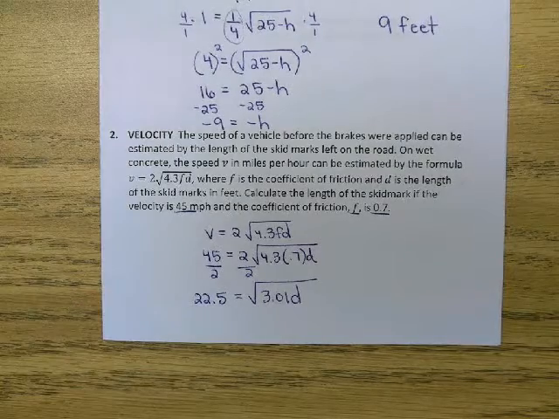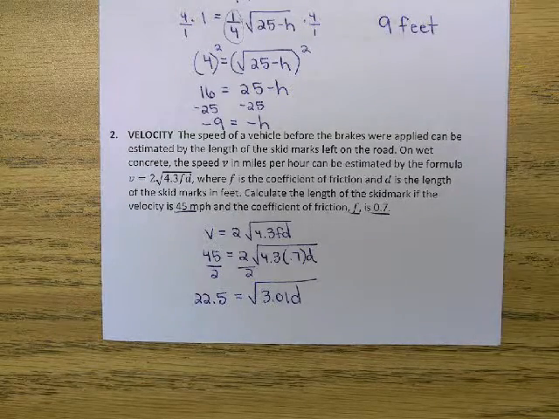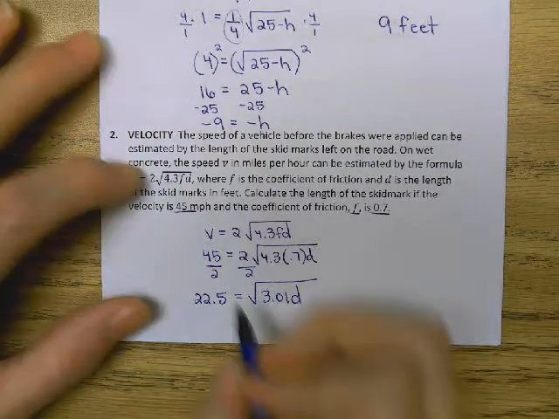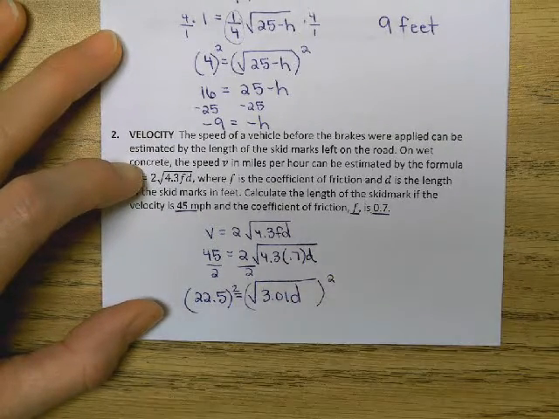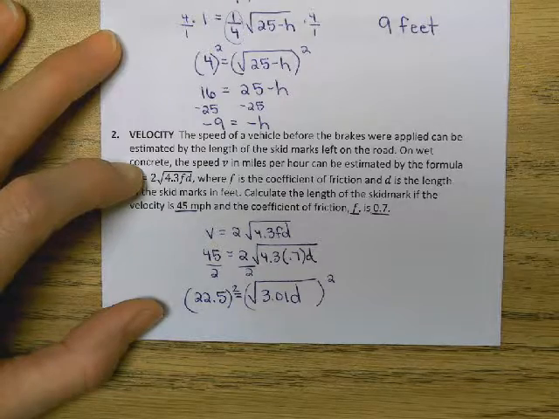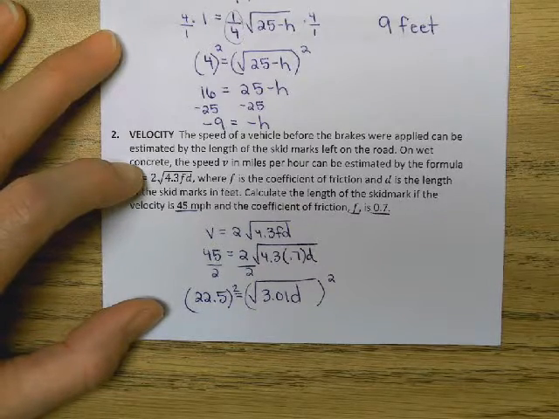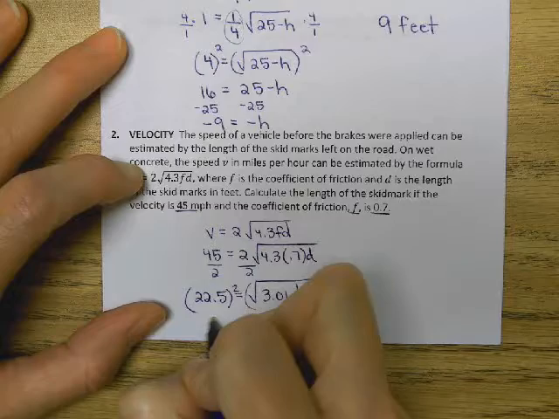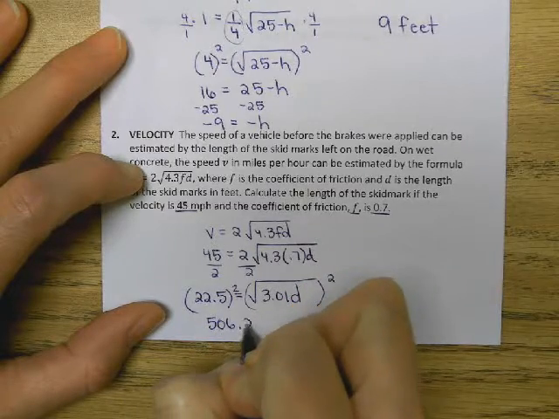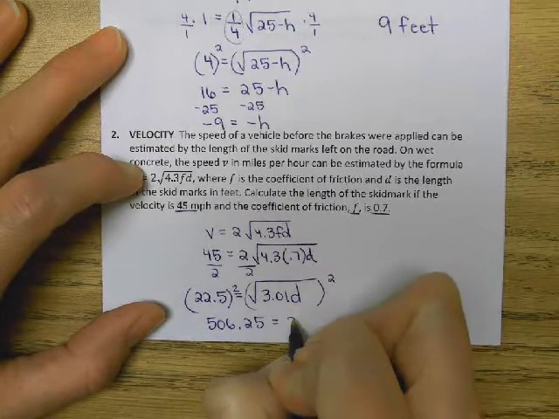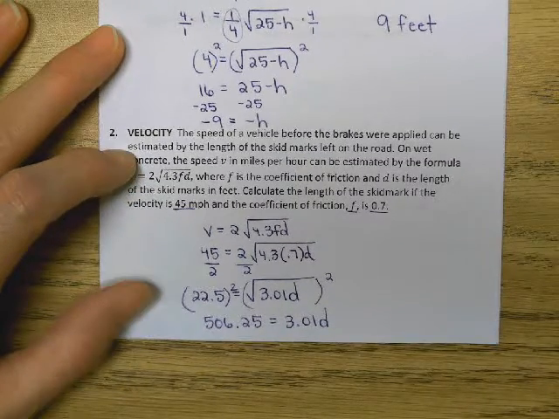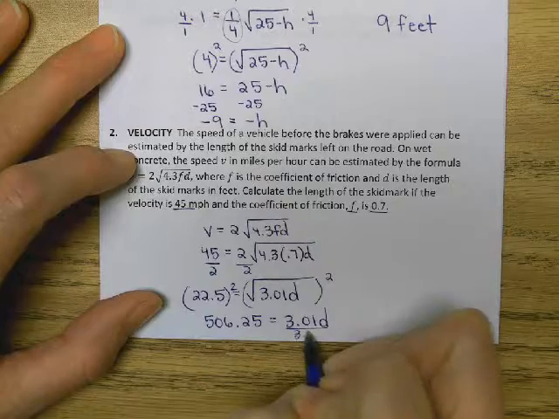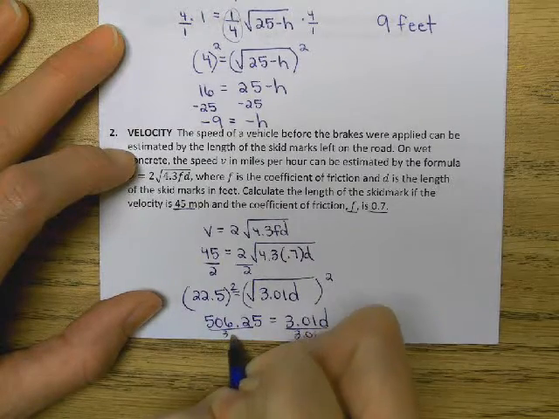I'm going to get 3.01d underneath. Now my radical is by itself on one side of the equal sign, which means I can square both sides to get rid of it. So 22.5 squared is going to give me 506.25 equals 3.01d. But I still need to get d by itself, so I'm going to go ahead and divide by 3.01.